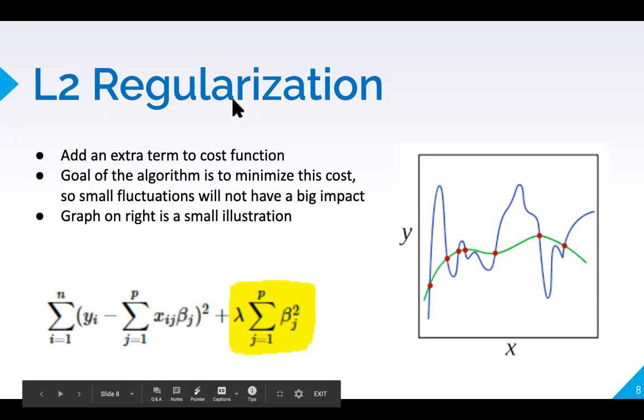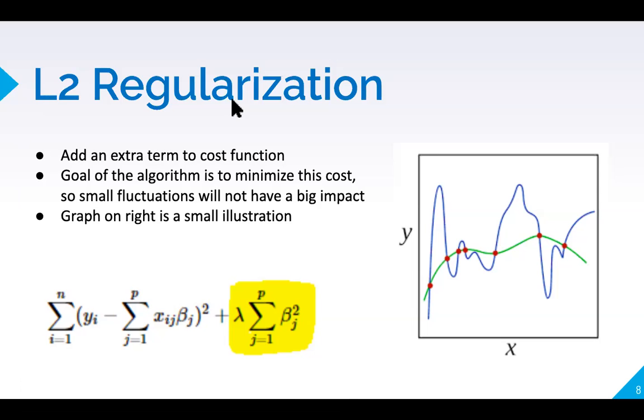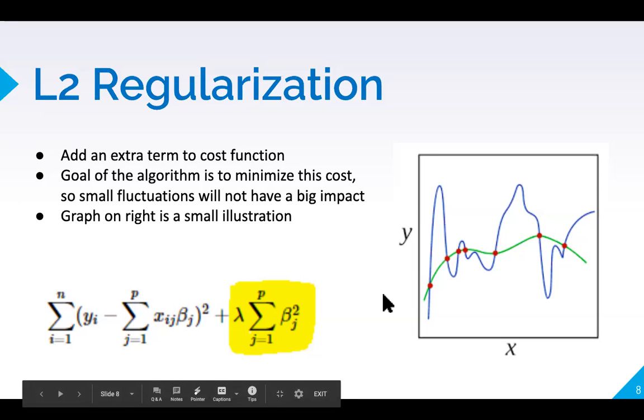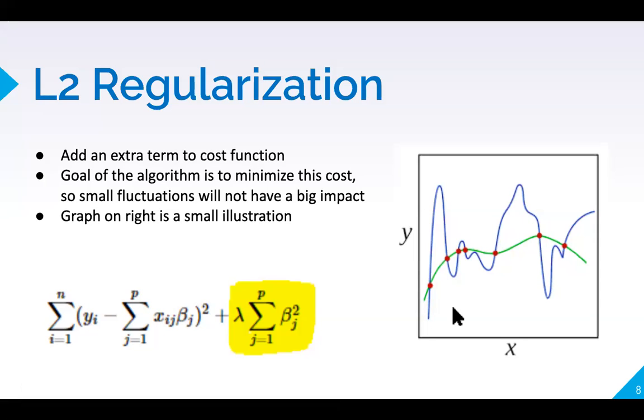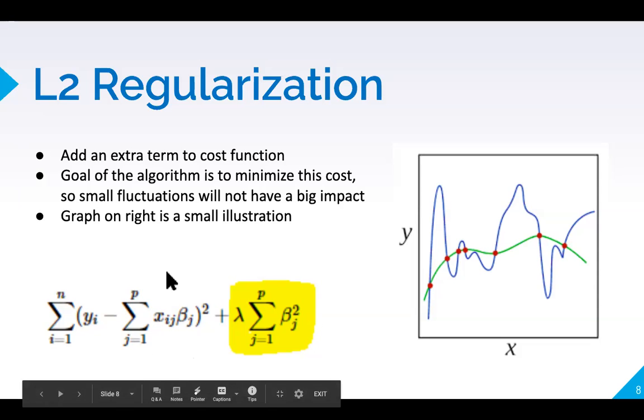So the way regularization works is you basically just add an extra term to the cost function. You guys have learned about cost functions: in a model, you always have a cost function, and the goal of the model is to minimize that cost function. So this is the normal cost function, let's say mean squared error or whatever. And then we want to add a term right after that, and this is called the regularization term.